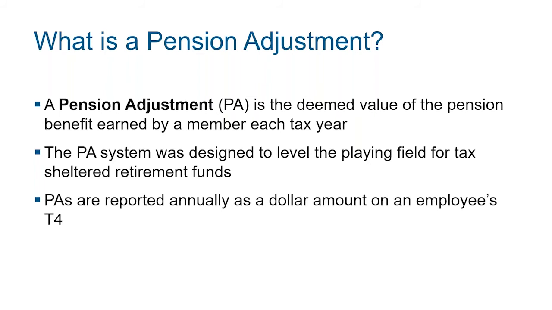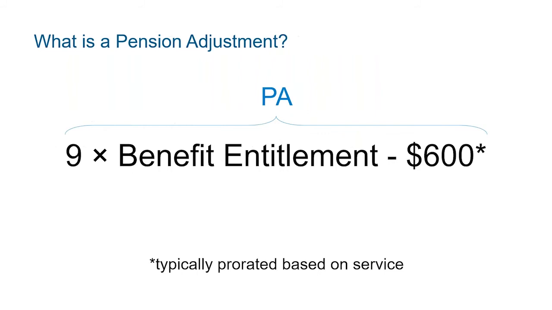So how do you calculate a pension adjustment? There is a basic PA formula, which many of you have seen before and we have on this slide. This is the formula used for defined benefit plans. To calculate a PA, you input the annual pension or benefit entitlement amount that a member earns, and the PA formula translates it into a number that works with the Canadian RSP system.